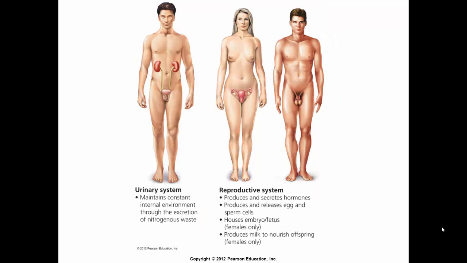Urinary system maintains a constant internal environment through the excretion of nitrogenous waste, and reproductive system produces and releases egg and sperm cells, produces and secretes hormones. Females will house the developing embryo, and also in females mammary glands will produce milk to nourish the offspring.